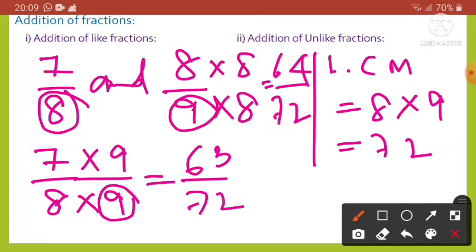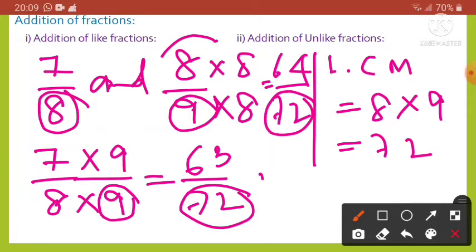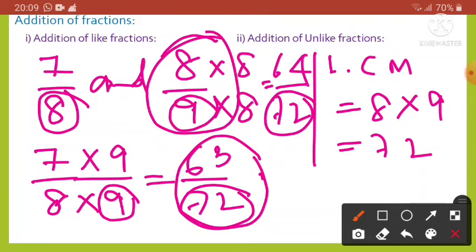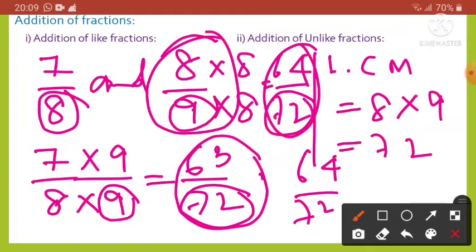Now we have converted the unlike fractions into like fractions, because in both fractions, after multiplying, we get 72 as the denominator. For the first fraction we get 63 by 72, and for the second fraction, which was 8 by 9, we now have 64 by 72. Now we can see that the denominators are the same in both fractions.